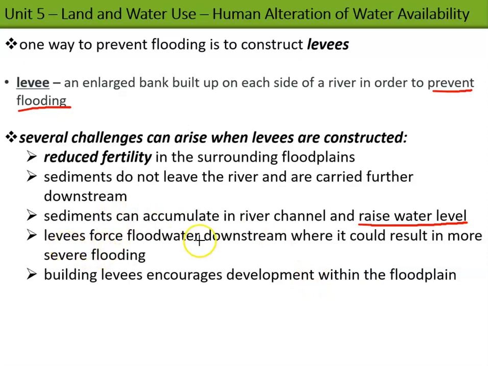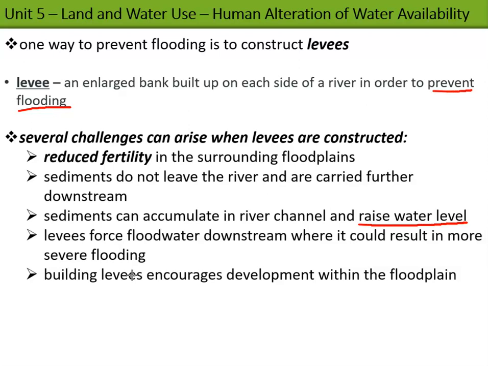So levees also force floodwater downstream where it could result in more severe flooding. If you have all this water input coming from snowmelt or seasonal rainfall that normally would flood all along the course of the river, and it is continually not allowed to flood, then you have this buildup of water that would normally have breached the riverbanks, flooded the floodplain, and maybe percolated down into the water.